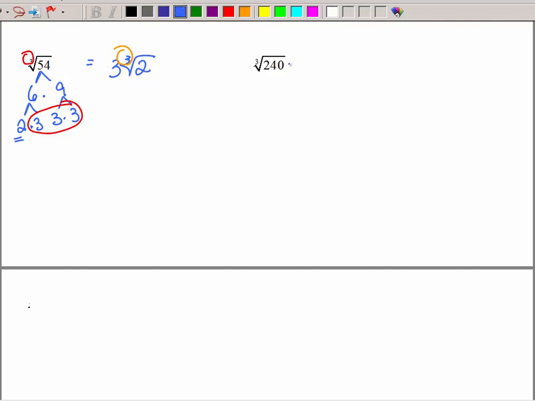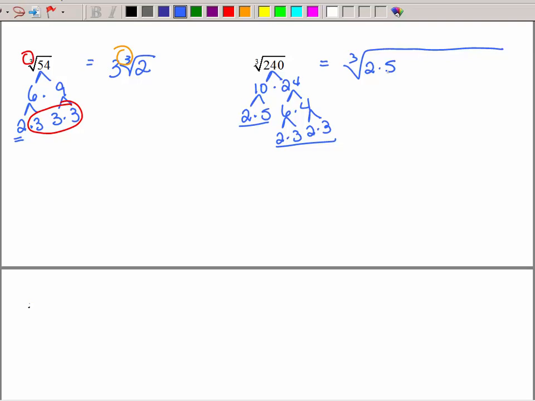Right, one more. 240, the numbers are getting a little bit bigger. I know that's 10 times 24 because that ends in 0. Then 10 is 2 times 5, and 24, well, it's a lot of things. The first thing that came to my mind was 6 times 4. I'm going to break that apart. Now that's a lot of numbers, so I'm just going to write this all out so I don't forget anything. I've got a 2, a 5, a 2, a 3.